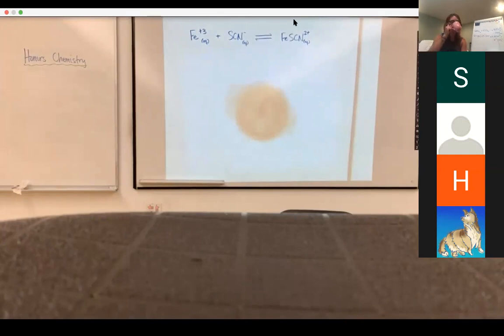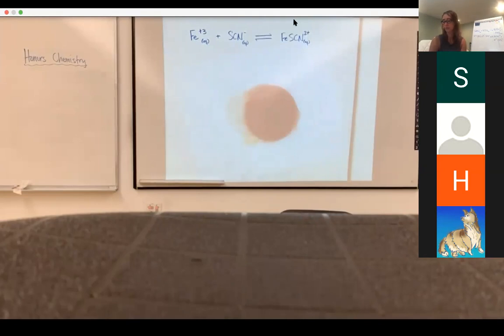And the next thing I'm going to do is add some potassium thiocyanate. So just a little bit of potassium thiocyanate. And you can definitely see another color change there. It's going to keep the red color. You can record those observations.